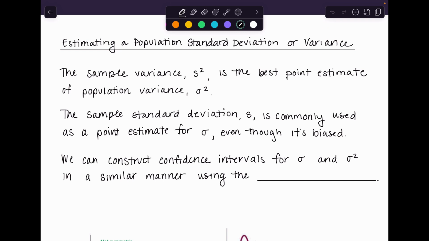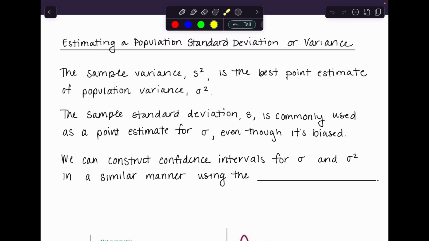When we're talking about standard deviation, we're still going to just use S for a point estimate for sigma. We know that this sample standard deviation is going to be a little bit biased, but it's so negligible that it doesn't matter. So again, these two go hand in hand because once you have the sample variance, you just take a square root to get the sample standard deviation. And in the same way, if you know the population variance, the square root of that is going to be the actual population standard deviation.